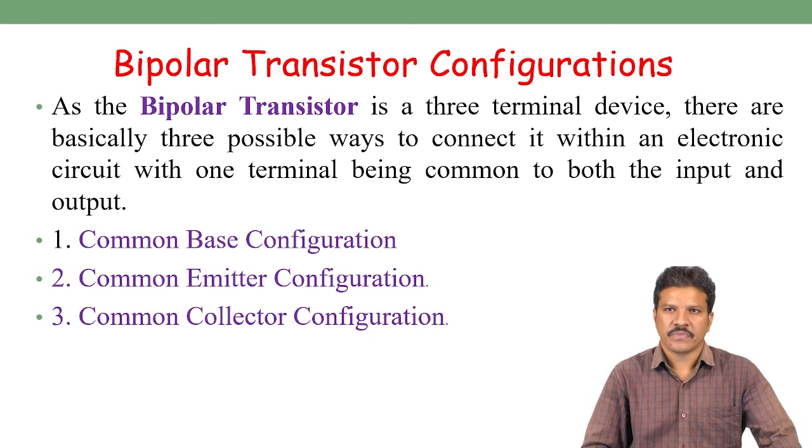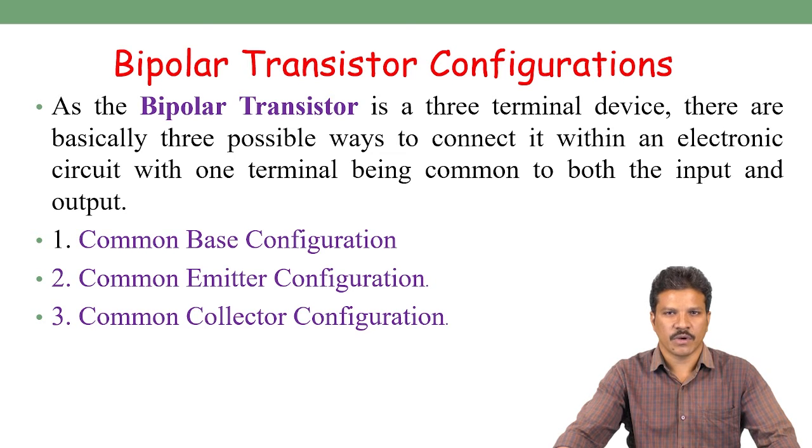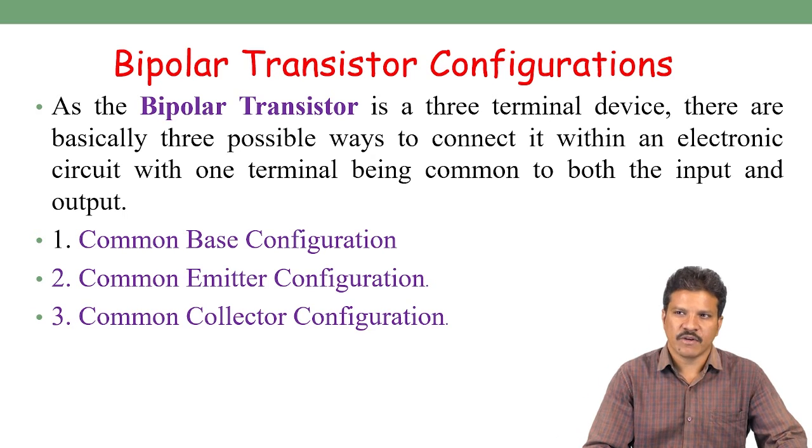We will see now. As the bipolar transistor is a 3-terminal device, there are basically 3 possible ways to connect it within the electronic circuit, with one terminal being common to both input and output terminals. Based on which terminal is common, we can categorize the configurations as common base, common emitter, and common collector. First we will see the common base configuration.